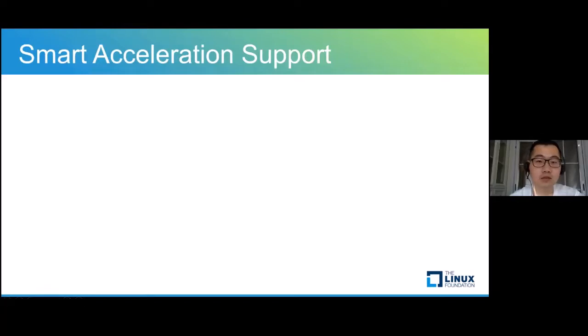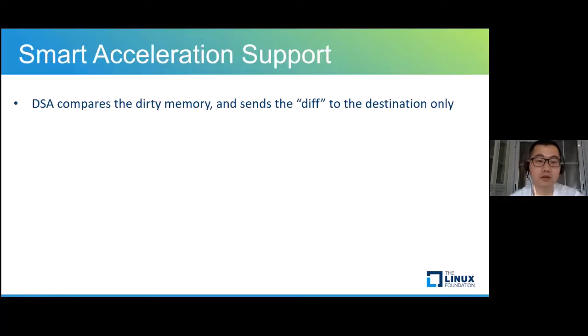And the second work we plan to do is smart acceleration support. This comes with the idea that DSA can do a delta of the dirty memory. The functionality is the same as XBZRLE in the current QEMU. It finds out the exact bytes that the guest dirties. For example, if the guest only writes one byte, there is no need to send the entire 4KB page to the destination. DSA can help to find out the one byte.